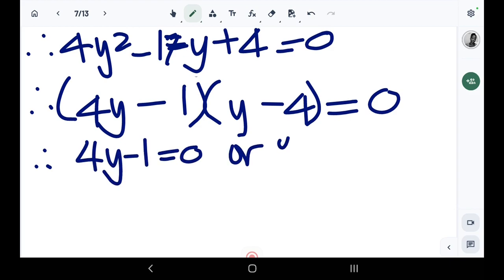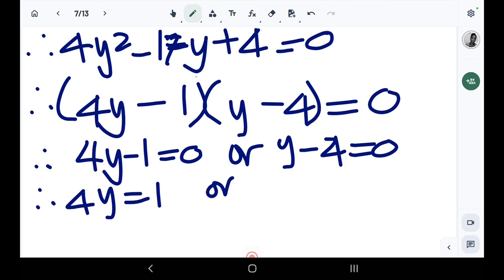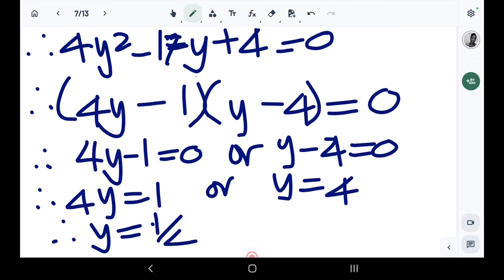Now we equate all the factors to 0. Therefore, 4y equals 1, or y equals 4. Therefore, y equals, divide both sides by 4, that leaves you with 1 over 4. So the answer is y equals 1 over 4, or y equals 4. And that's how you solve that.